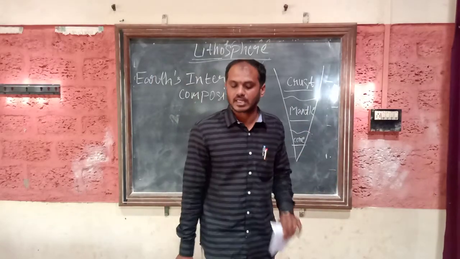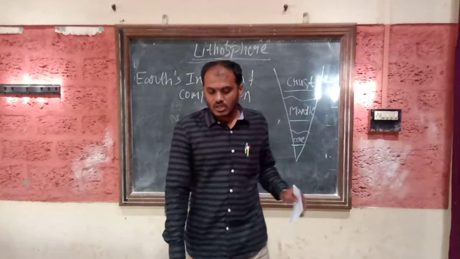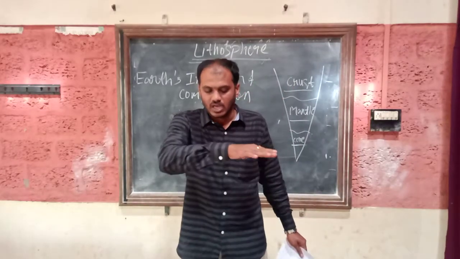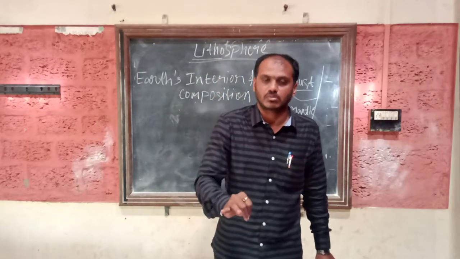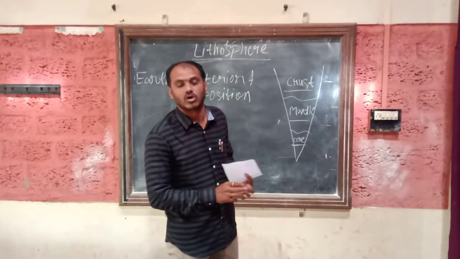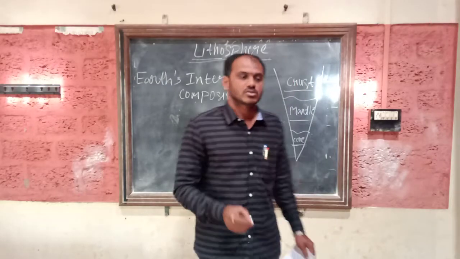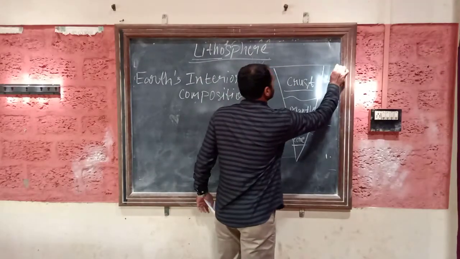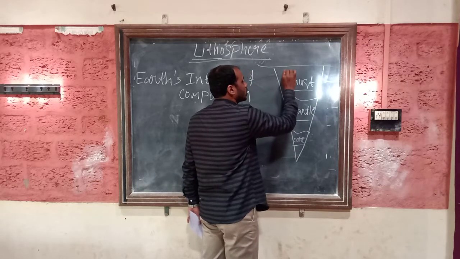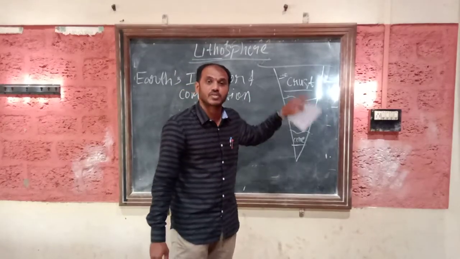First we will study the crust. The crust is the uppermost layer of the earth, rich in silica, aluminum and magnesium. The depth of this layer is around 60 kilometers from the surface. Man is able to reach only 12 kilometers, while the crust itself is 60 kilometers.